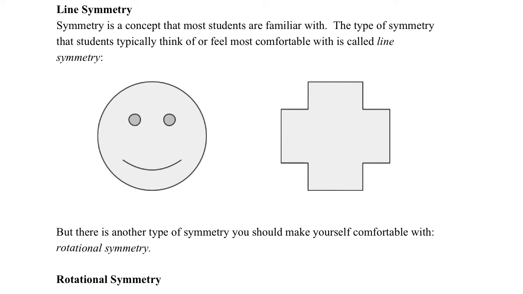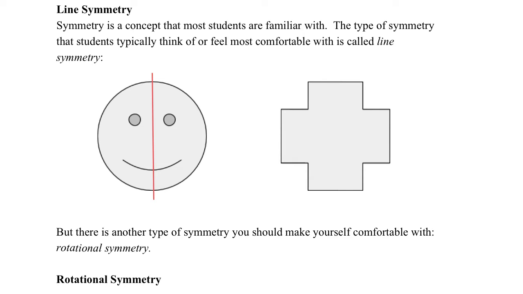That's the one where if you split something in half, you get the same thing on both sides, kind of like a mirror image. So if we look at this smiley face, I could have a line of symmetry right down the middle, and it's the same on both sides. So this side is exactly the same as this side. Now, obviously, an object can have more than one line of symmetry.